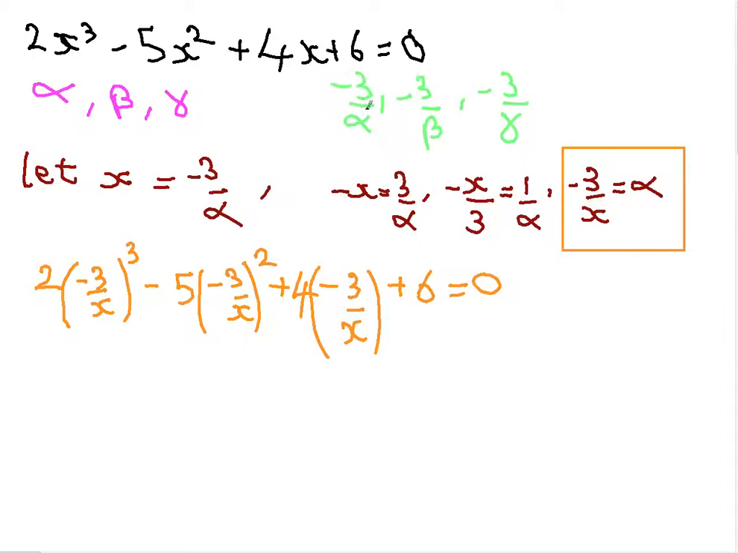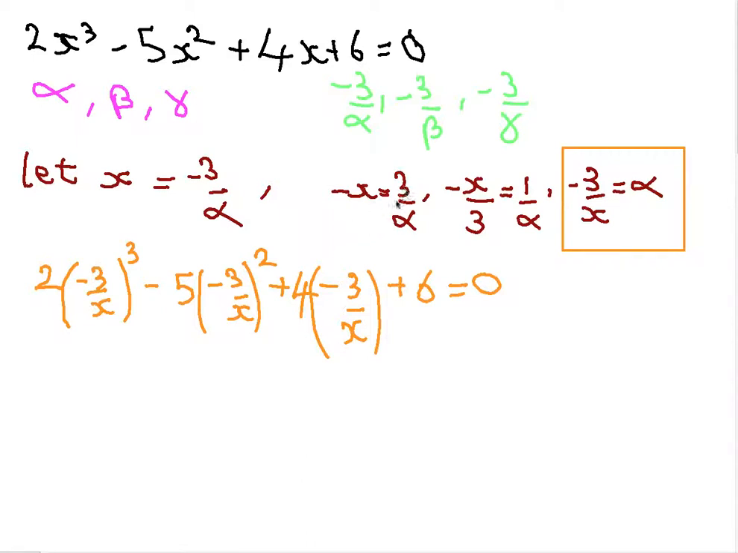Here they've asked you for minus 3 over alpha. You can use exactly the same technique if they ask you for minus 1 over alpha squared, minus 1 over beta squared, etc. Okay, right, so this is our new equation. I'm not going to simplify it for the moment because first of all I want to prove to you that this definitely works.